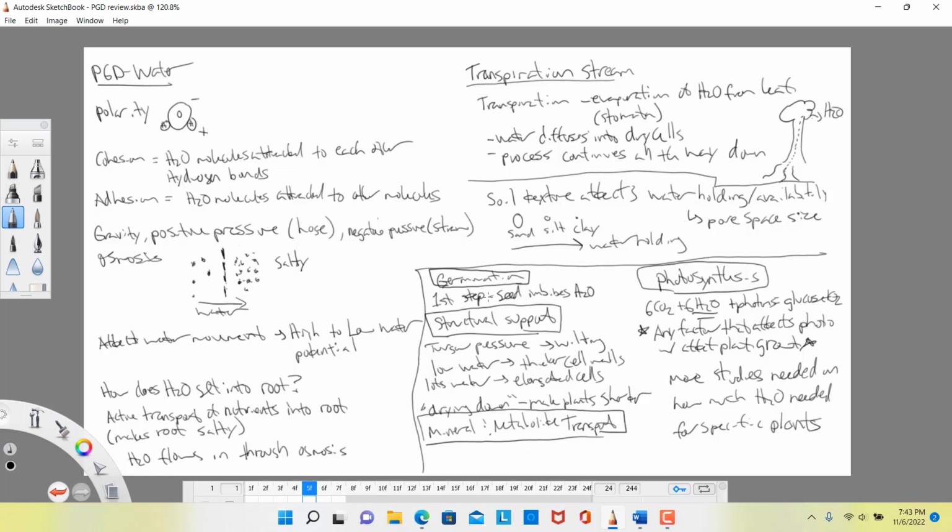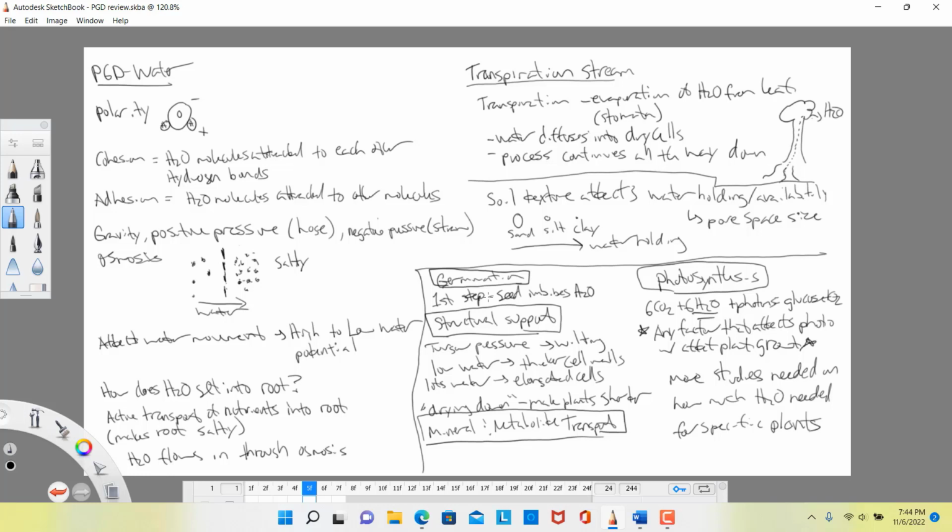And lastly, water is critical for photosynthesis, right? For photosynthesis, we need carbon dioxide, water, and photons or light. So water is needed for that process of photosynthesis. And again, going back to the thesis of this entire section, any factor that affects photosynthesis will affect plant growth.